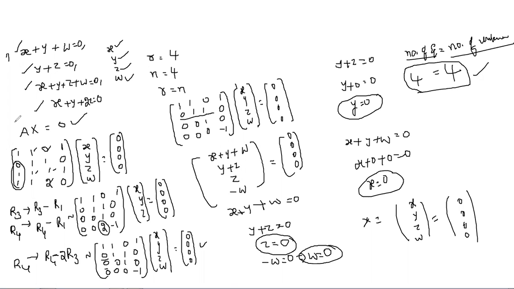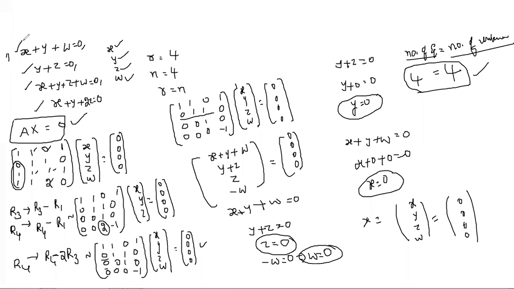What is the first step? The first step is we have to write the given equations in the form Ax = O, where A we are calling the coefficient matrix, X we are calling the unknown matrix or solution matrix, and O we are calling the constant matrix or zero matrix or null matrix.